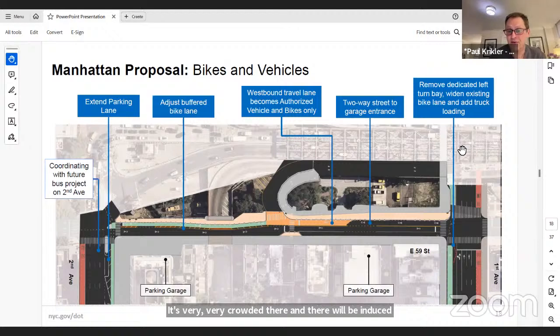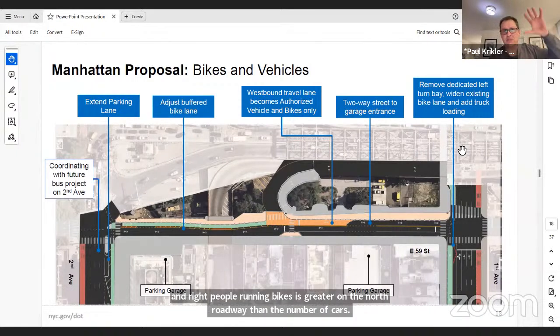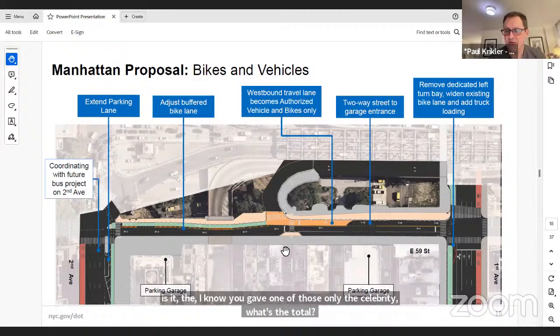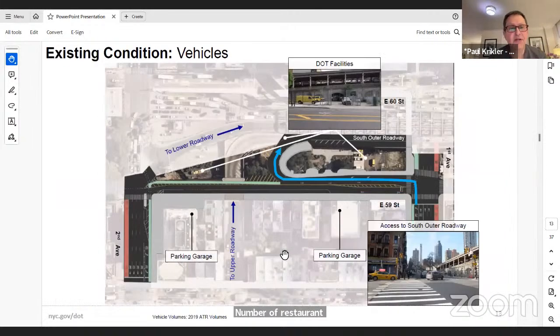I have one question for you on that. Carissa, one of your slides said that the number of pedestrians and people riding bikes was greater on the North roadway than the number of cars. What is the total? I know you gave one of those numbers separately. What's the total number of pedestrians and bikes versus cars, please?